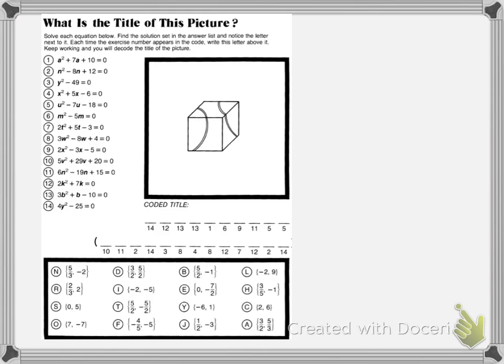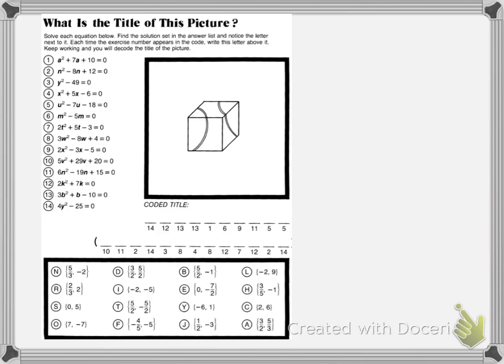Here are some problems. Look at how they give it to you. The directions, I actually kept the directions. I have no idea what the cube is, but I'm sure we could read the directions and figure it out. It says solve each equation below. Find the solution set in the answer list and notice the letter next to it. Each time the exercise number appears in the code, write this letter above it. Keep working and you will decode the title of the picture. Okay, so we're just going to be titling the picture.